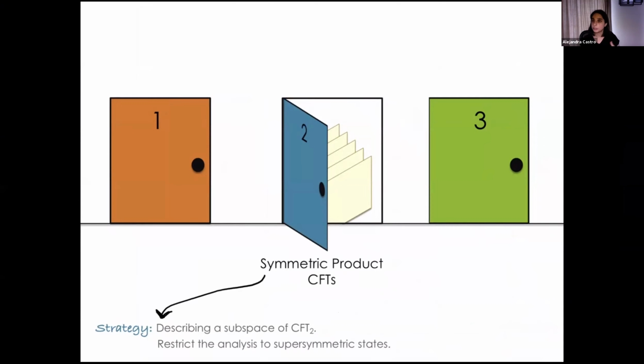So I'm going to focus on a certain class of conformal field theories in 2 dimensions. This will be just some subspace of all possible conformal field theories. And I'm also going to start by restricting the analysis to supersymmetric states, okay? But this is going to define for me the portion of this landscape. What is the class of theories that we're going to consider our universe? And then within that universe, how we're going to go about imposing these necessary conditions.